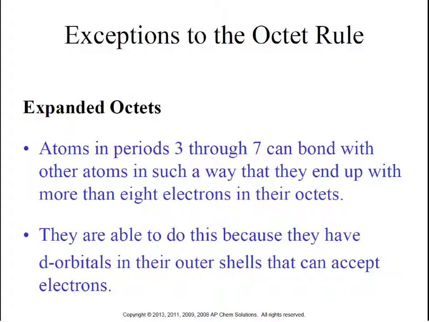Then there is the expanded octet. Once we get to elements in periods 3 through 7, so larger atoms, they're going to have more protons, so more ability to attract, and they're also going to have larger shells. Those larger shells aren't just going to be S and P, they're going to have S, P, and D in their outer shells. And so that means that they can accept more electrons than just the typical 8.